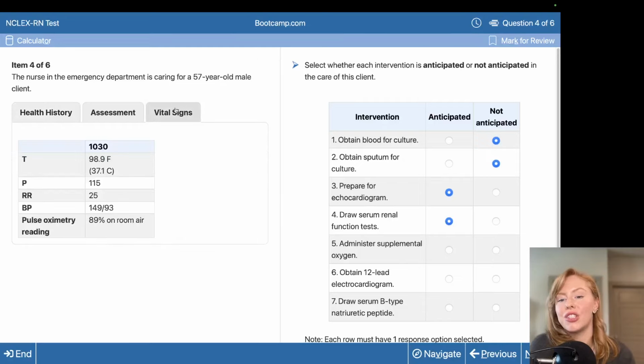Oxygen, does he need oxygen? Yes, I think you guys know that. If his pulse oximetry reading is under 90%, he needs oxygen. So we are going to give him some oxygen to titrate to keep his pulse ox greater than 90 to 94%. Do we need to get a 12-lead ECG?